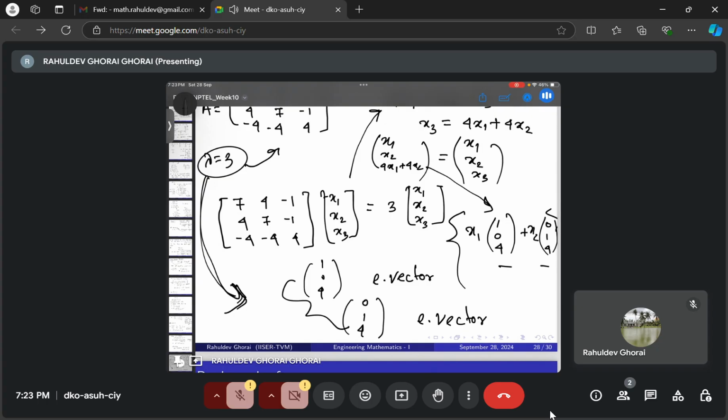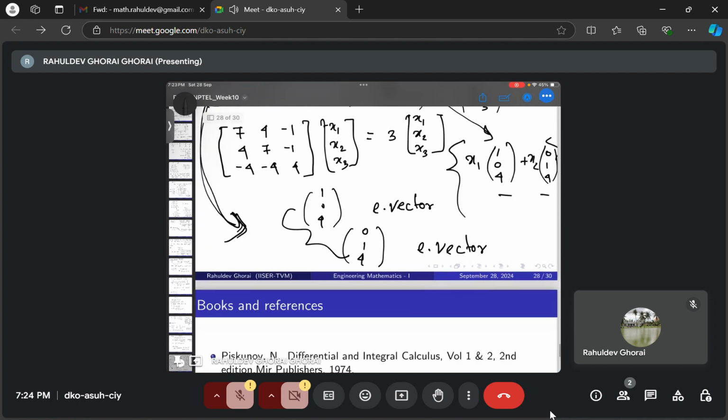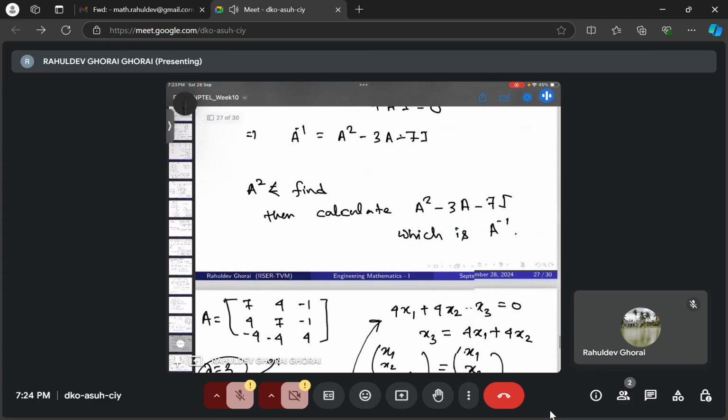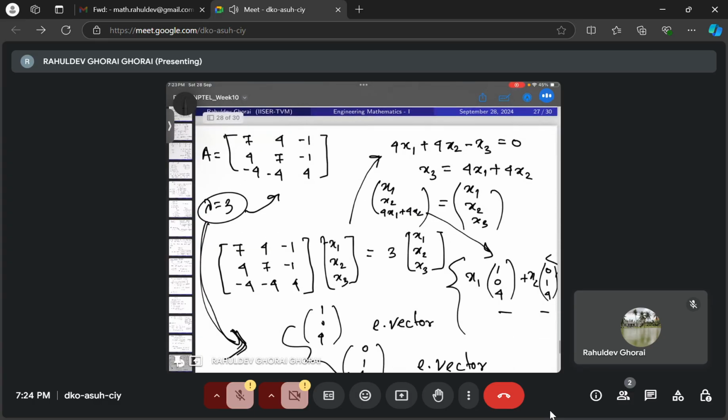So in this case, the dimension of the eigenspace is 2, because it is generated by two linearly independent vectors, and that's why the geometric multiplicity of the eigenvalue lambda equal to 3 is 2, right? So the algebraic multiplicity you can show will be at least 3.